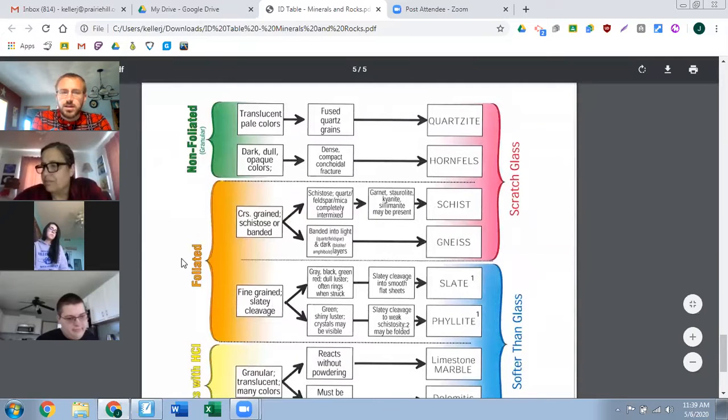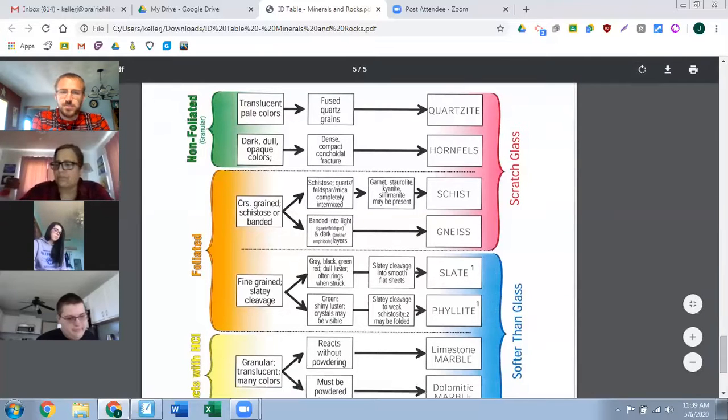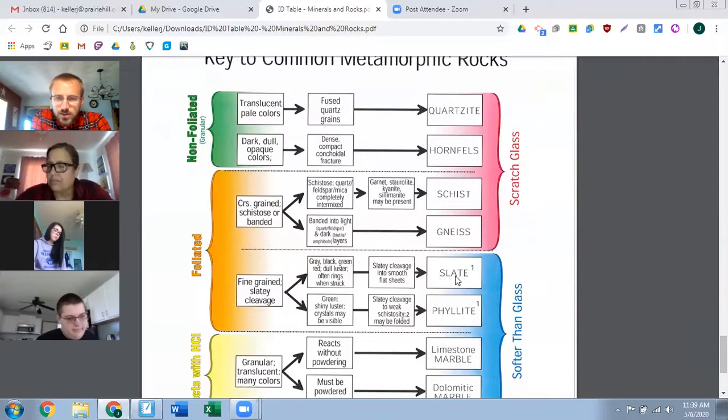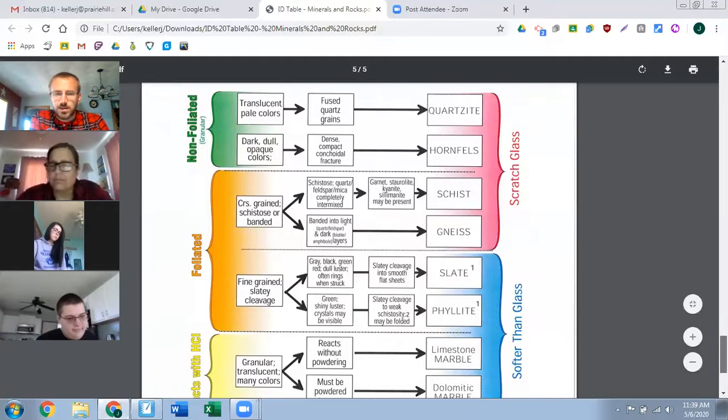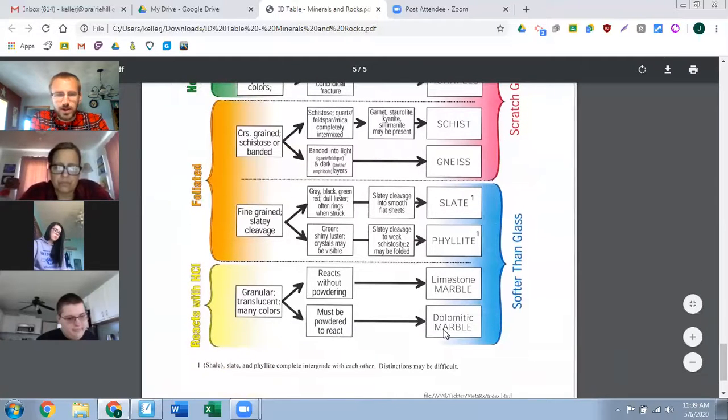Then the layers in the metamorphic rocks are called foliations. That's the really fancy name for a layer. So I showed you some that had layers, like slate, and I showed you some that didn't have layers, like the marble, I believe. Yep, marble right here.